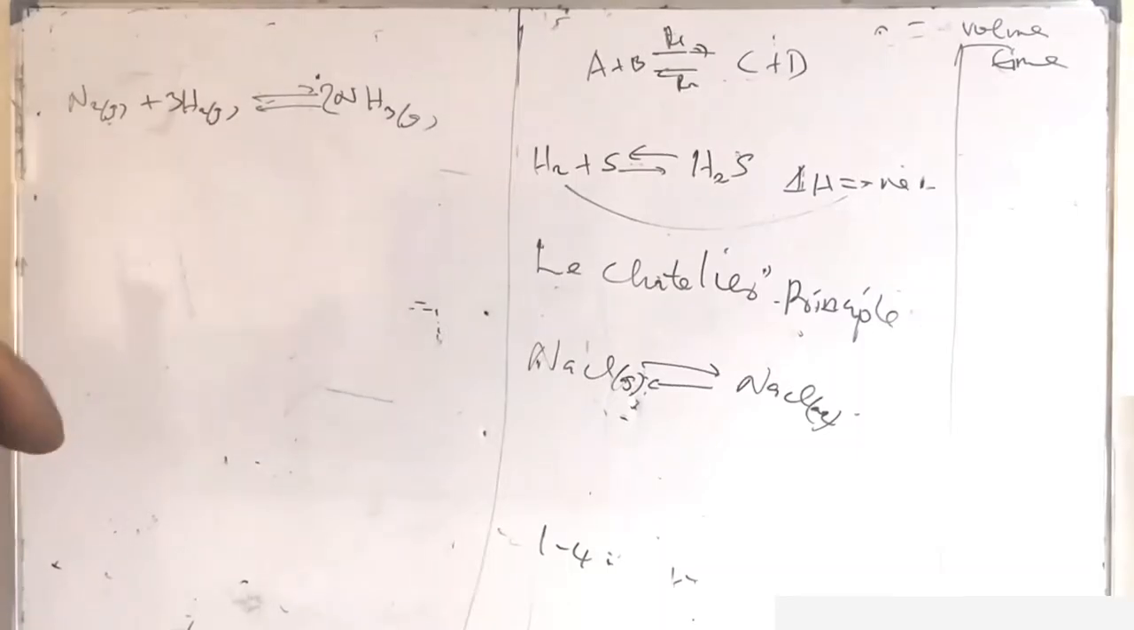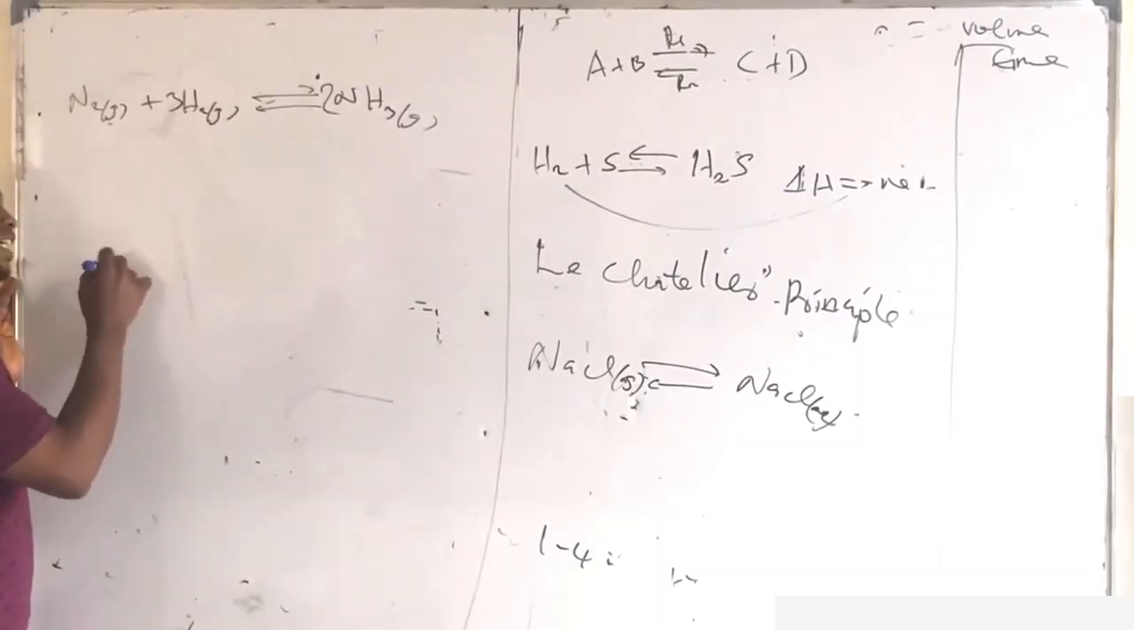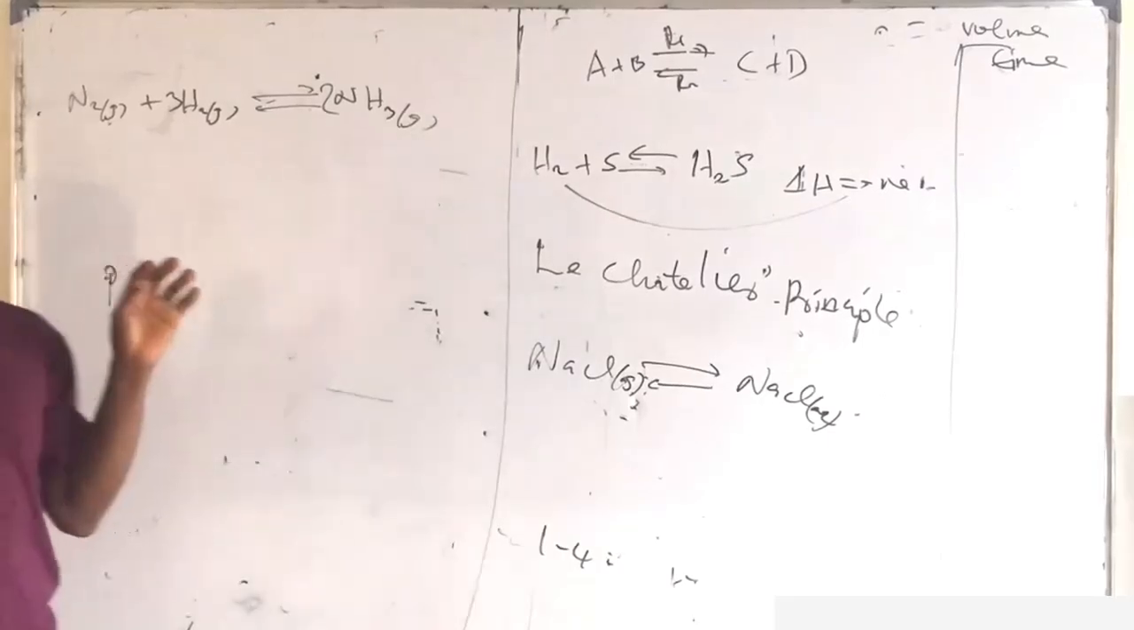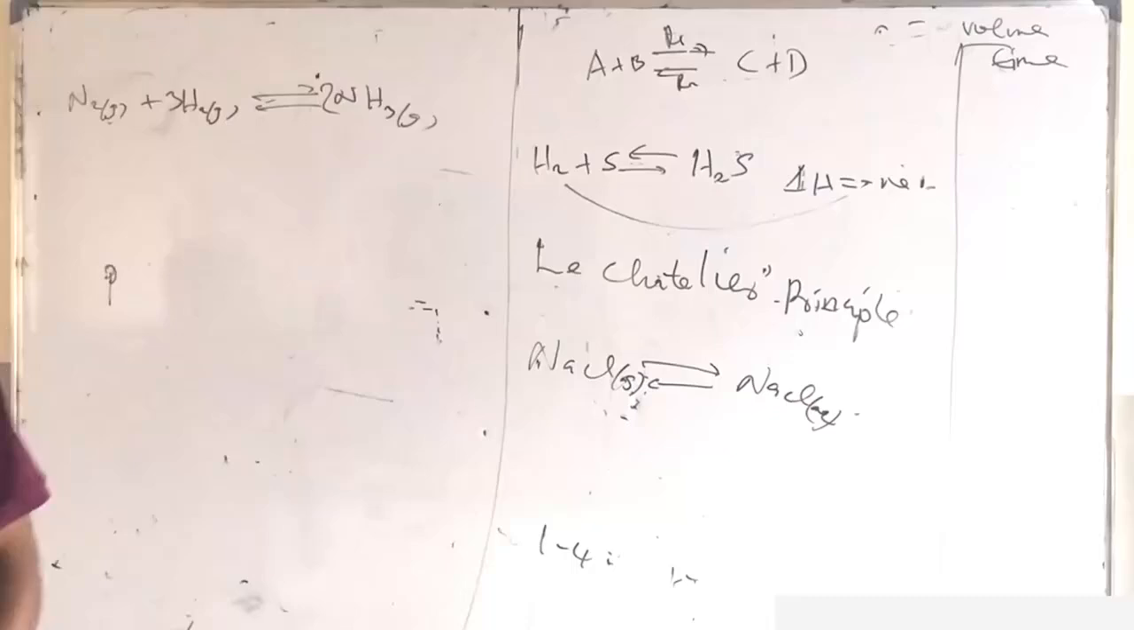Remember I said, I'm open. I say, what is the effect of pressure? I did not say increase or decrease. So you should answer it in two ways. I don't say effect of increasing or decreasing pressure. I say, what is the effect of pressure on this system?